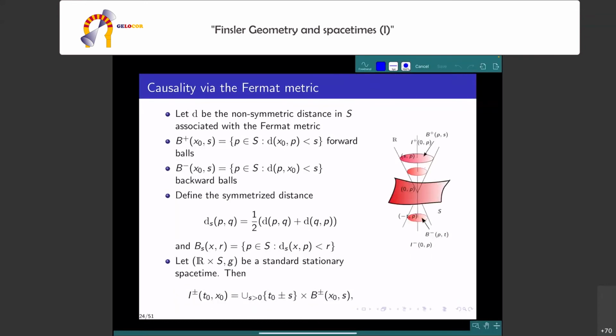In this picture it is very clear. When you take the slice of height s, the intersection of this slice with the chronological future is just this ball here, and the same happens with the chronological past. So with this information, we can control the causality using this Fermat metric.